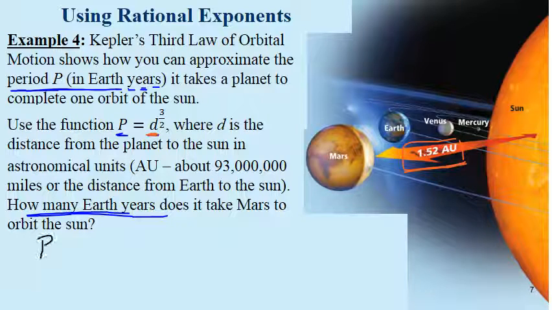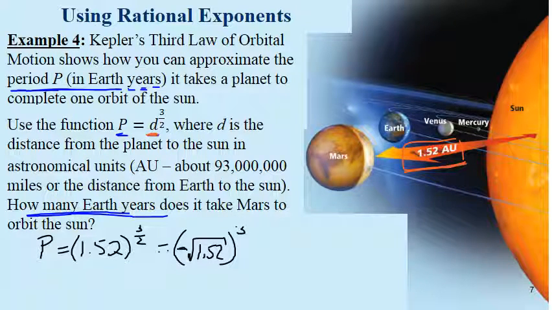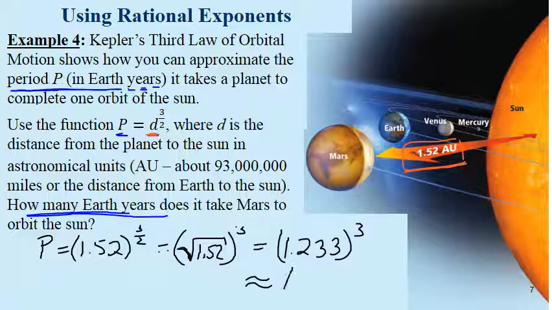So let's go ahead and plug that in. To find P, we need to find 1.52 raised to the 3 halves, which is the square root of 1.52 cubed. That's the square root cubed. And so the square root of 1.52 is approximately 1.233. And so when we cube that, we get approximately 1.87 years.